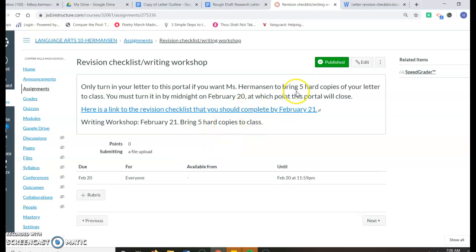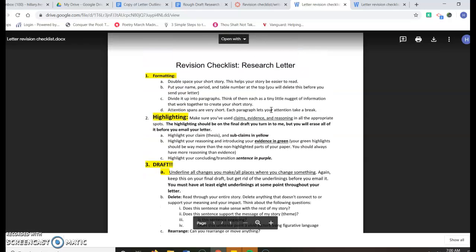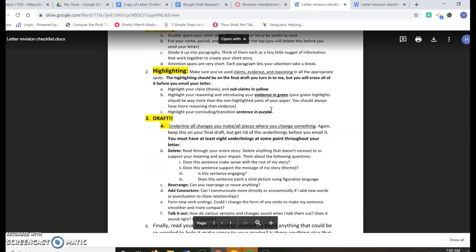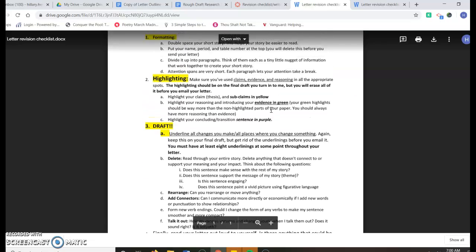You only turn your letter in here if you want me to make the 5 hard copies for the writing workshop. Click on the link to the revision checklist. Okay, so here's the revision checklist for your research letter, and it's only 1 page, much shorter than for the short story.